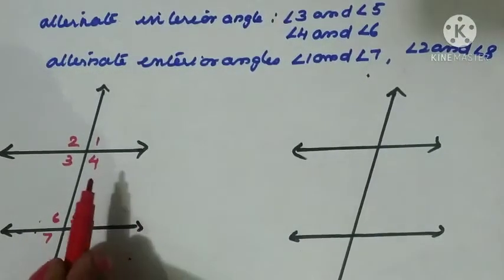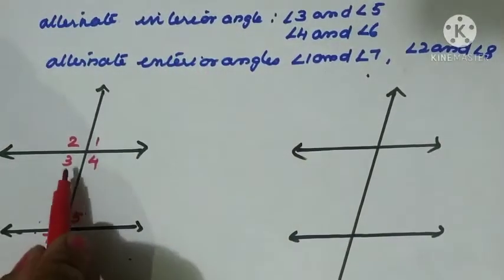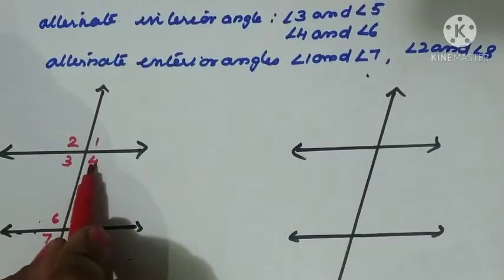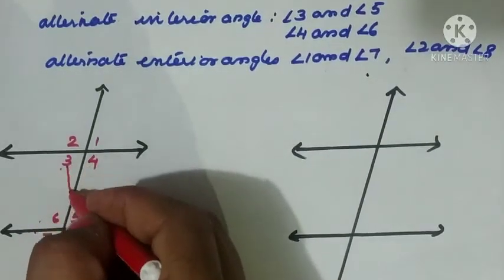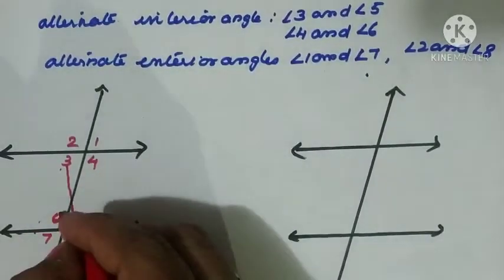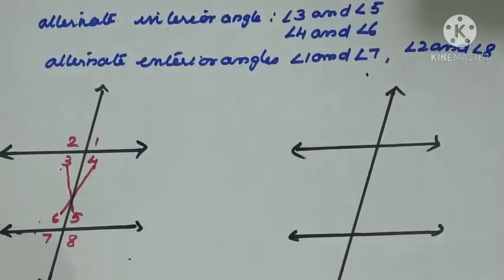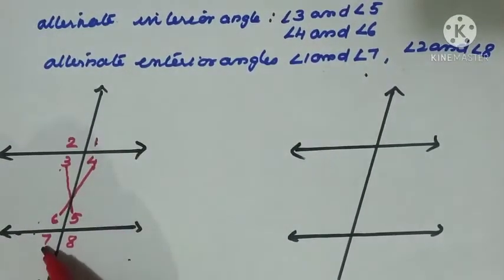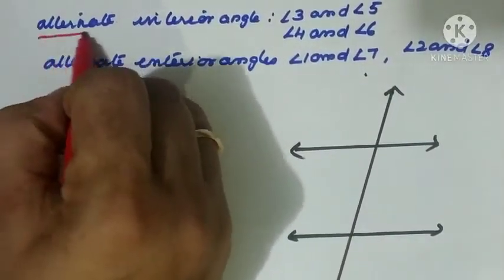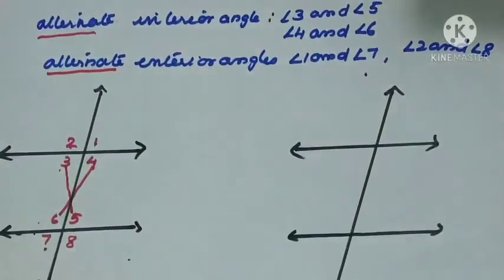Once again, alternate interior angle means, first of all, we are considering interior angles 3, 4, 5, 6. Now it is alternate, so we are taking 3 and 5, 4 and 6. Similarly, exterior angles are which ones? 1 and 7. Next 2 and 8. So these are called alternate interior and exterior angles.